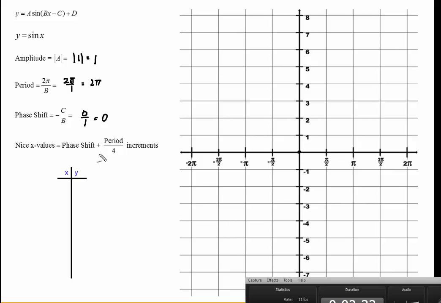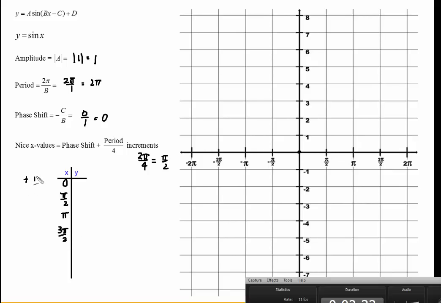Okay, and we're going to get the nice x values by taking the period, which we said was 2 pi, and dividing that by 4, which will reduce to pi over 2 increments. So we're going to start at 0, and we're going to keep adding pi over 2 to get those 5 key values here. So 0 plus pi over 2 is pi over 2. Pi over 2 plus pi over 2 would be 2 pi over 2, or pi. Another pi over 2, if we keep adding, would be 3 pi over 2.